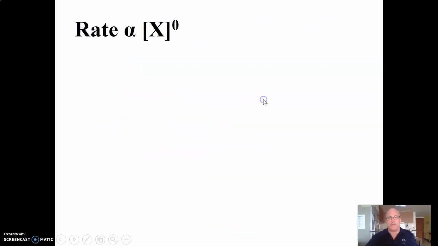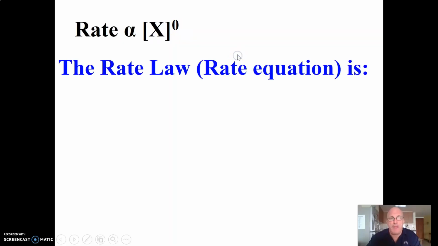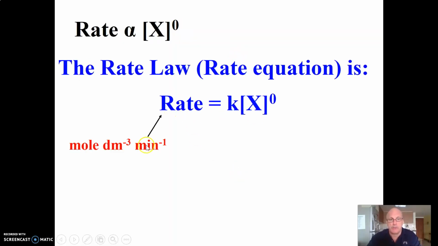Okay, that's very important. Now I can write this equation. The rate is proportional to just X to the power of 0 because X has no effect on the rate. And the rate law would be written like this. That, of course, is moles per dm cubed per minute. This is moles per dm cubed. And this is the exponent 0. And anything to the power of 0, of course, is 1.